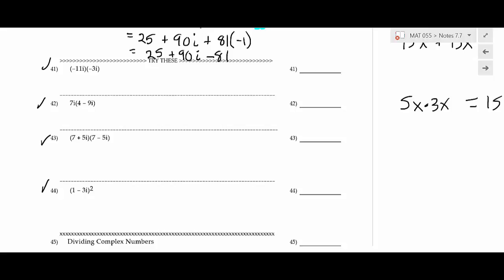So I think every one of these problems will have an i squared in it. And then again, just be sure you write the a plus bi form. So both things have to be accounted for. Okay, I think you're on the right track.